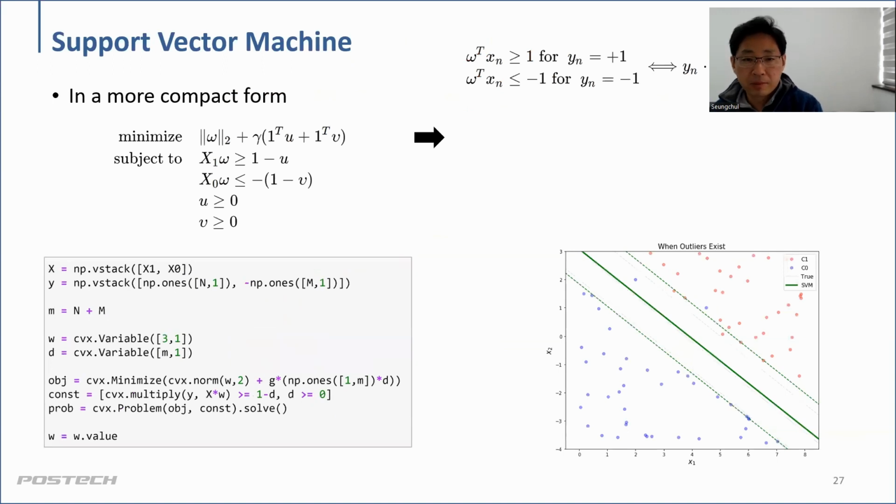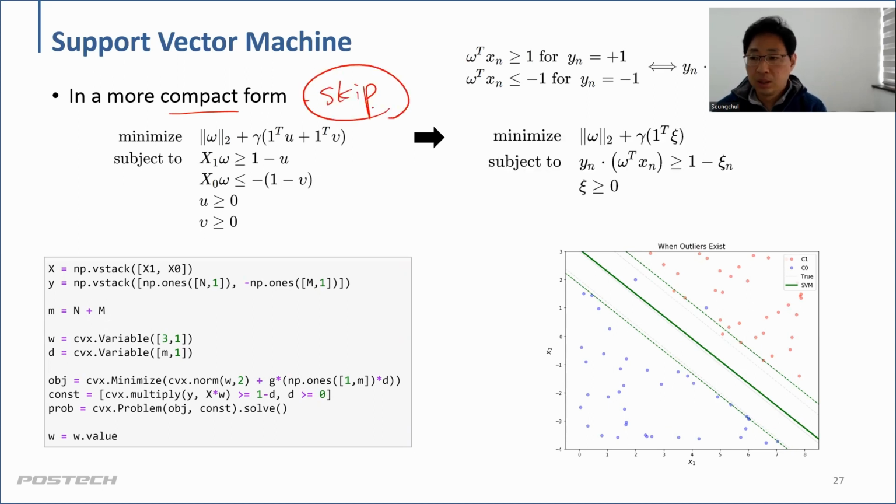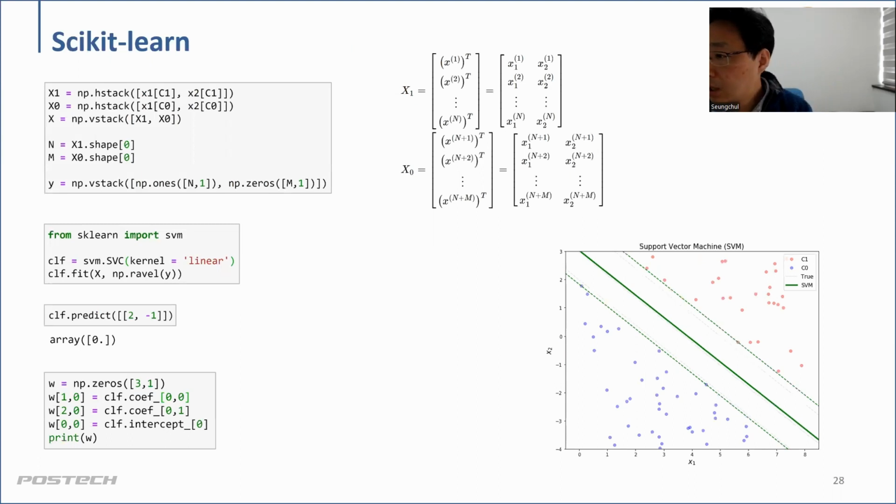So in a compact form, I'm going to skip that one, because we don't need it.